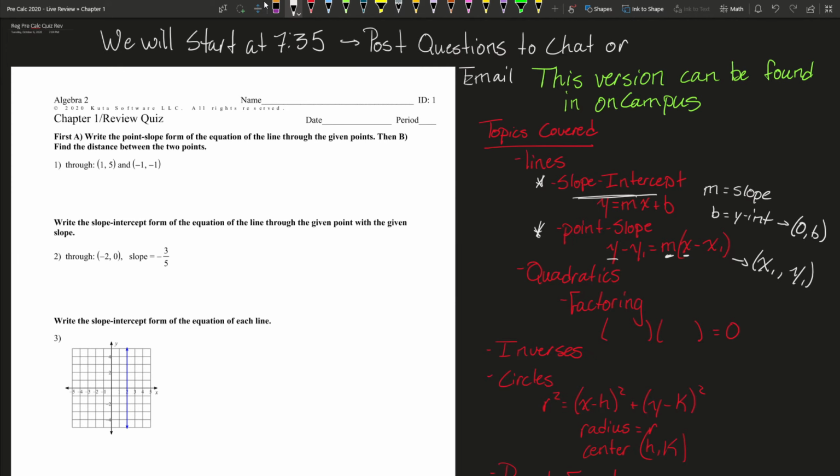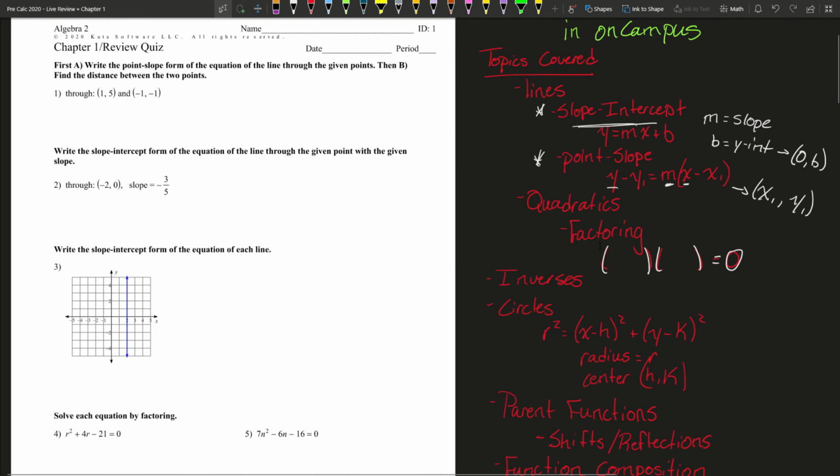Besides that, we went over a little bit of factoring. Again, you guys should have seen this in the past, especially last year. Maybe a little bit toward the end of Algebra 1, but definitely last year. So factoring, we're trying to get something times something else equal to 0. And then we solve. I've got an example of that. We will go over that. After that, we went over inverses. That's probably the most recent thing besides circles. That's where you just swap x and y and then solve for y. So you're pretty much undoing the equation. That's the idea behind it.